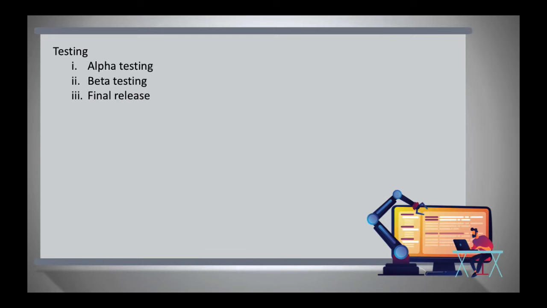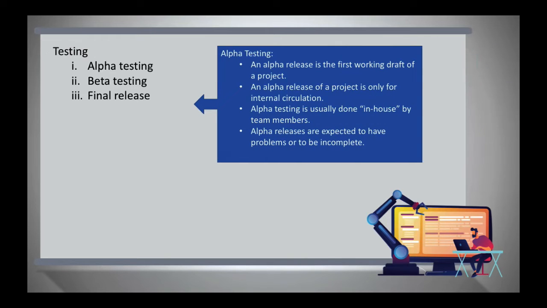We have three types of testing, which are alpha testing, beta testing and final release. Alpha release is the first working draft of the project. Alpha release is only for internal circulation and is usually done in-house by the developer teams. In alpha testing, the developer will normally expect errors from the execution of the product. It is because alpha testing is done on an incomplete product. So, normally the developer will expect technical errors from the product.